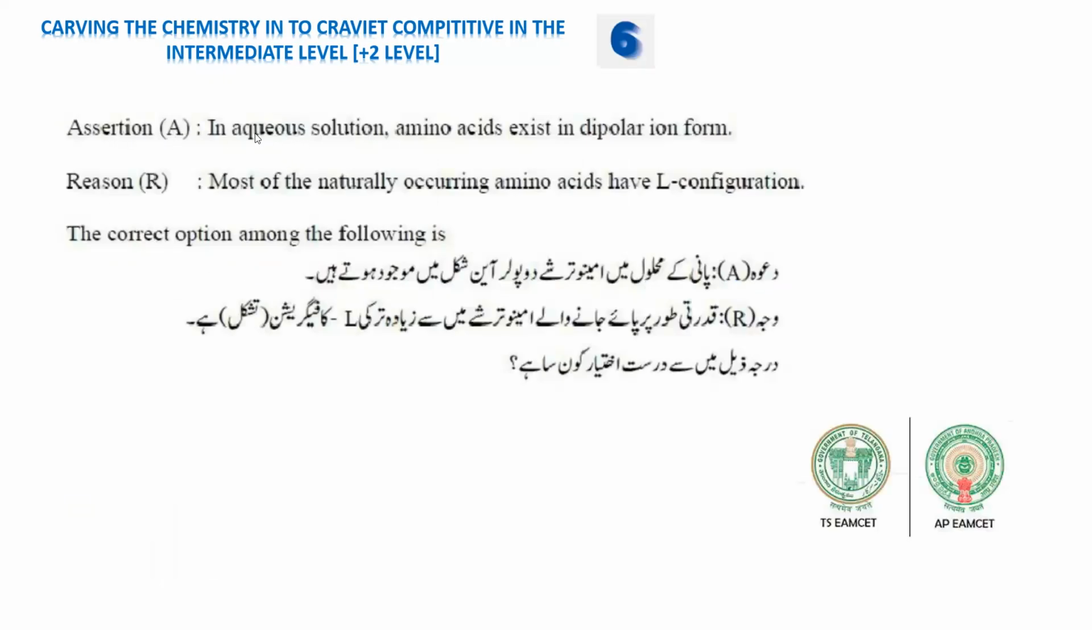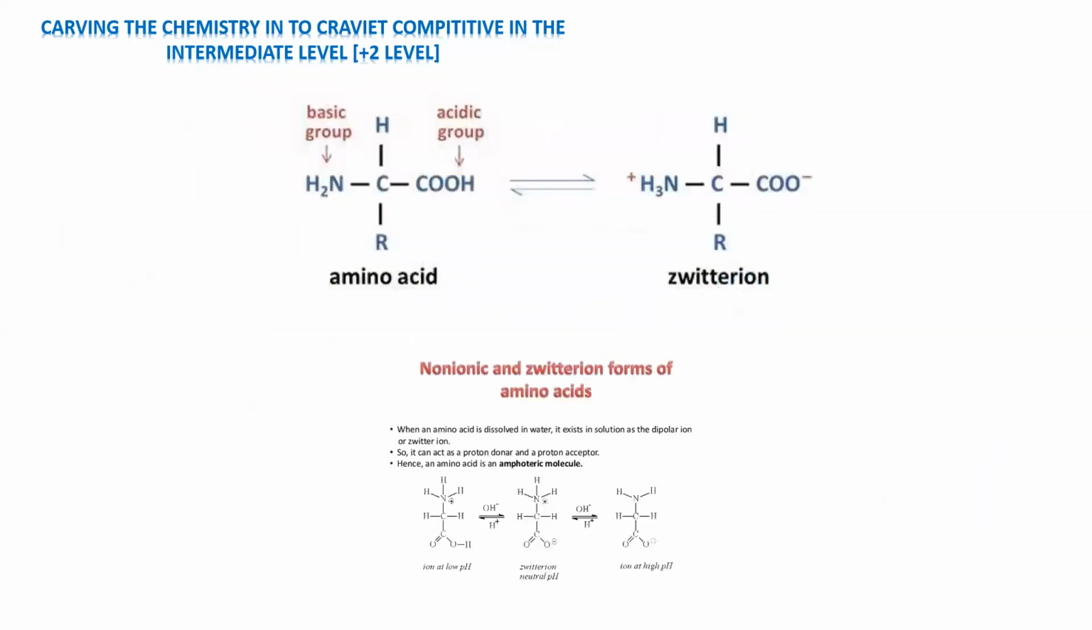Whatever assertion is given, an amino acid when dissolved in water is a dipolar ion, which is correct. Whenever naturally occurring amino acids are considered, all are in L configuration. This is also correct. Both statements are correct, but the assertion is not properly justified by the reason. That's why A is correct, R is also correct, but R is not a correct explanation for A. Let's see the explanation. What is meant by dipolar ion?